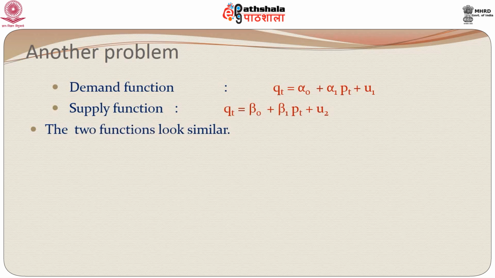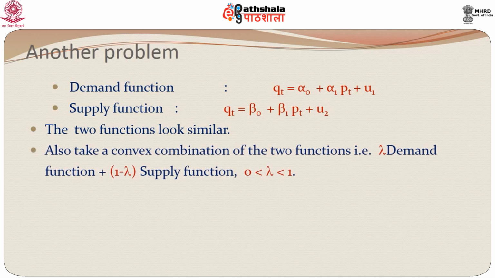However, if you look at these two equations algebraically, then the two equations would look very similar to each other, because alpha naught, alpha 1, beta naught, beta 1 are unknown parameters. So, when we write this down algebraically, except for the change in the sign, they would look exactly similar.